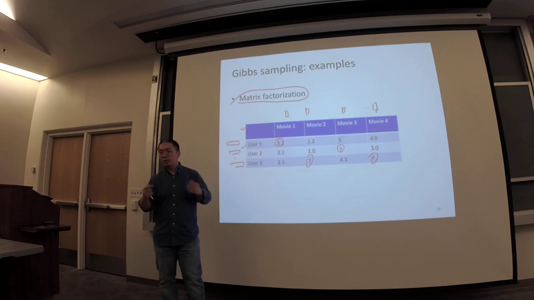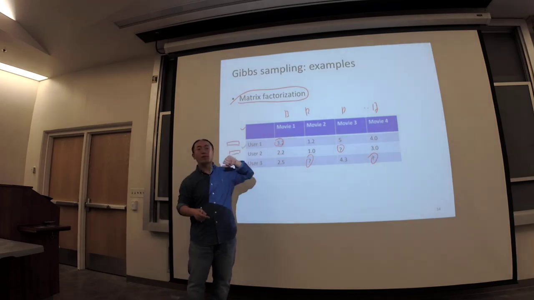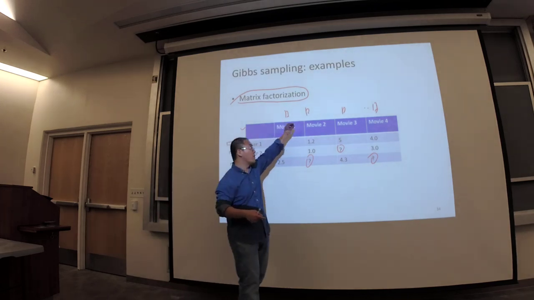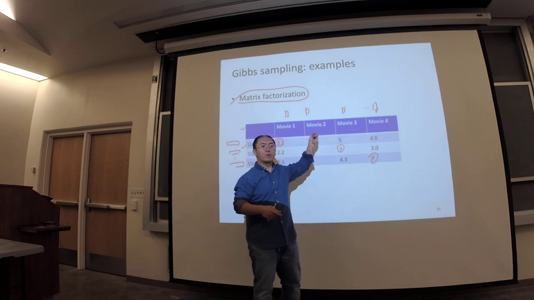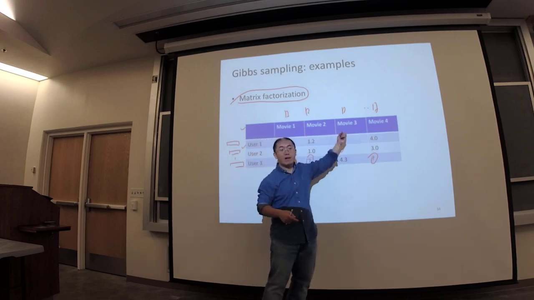Like my friend purchased something, right? And if my algorithm found out, okay, he and I are in the same group, I'm going to recommend the same product. And a similar argument applies to movies, right? I want to use these vectors to discover the groups or even outliers of movies.